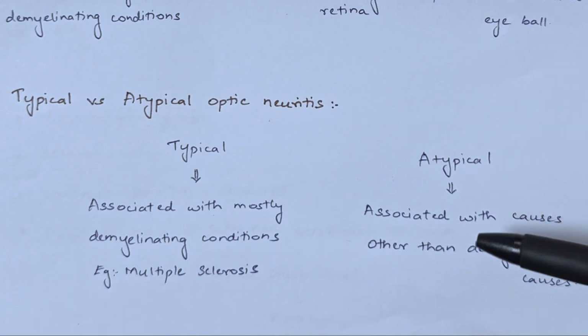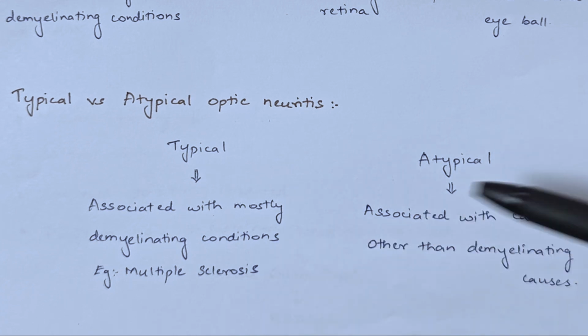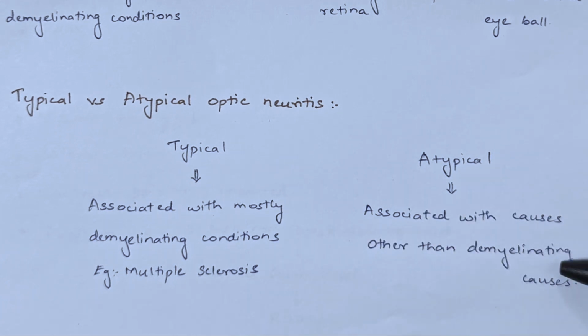Typical and atypical optic neuritis. In typical, it is associated with demyelinating conditions. When it is not associated with demyelinating condition, it is atypical.